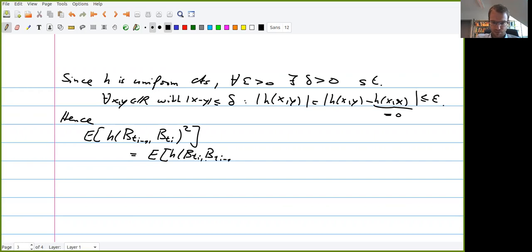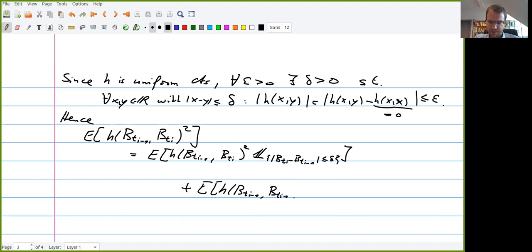We sneak in the indicator function that the difference of the Brownian motions, so the increment of the Brownian motion, is less than delta. Because if it's less than delta, we can estimate this function h nicely by epsilon. And the second thing is, if we sneak in this indicator function, we shouldn't lose anything. So we need to sneak in the complement of the set as well. So this is the complement, where B_ti minus B_ti-1 is greater than delta.